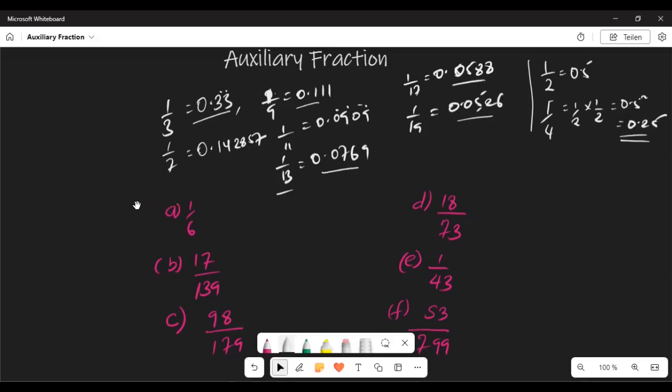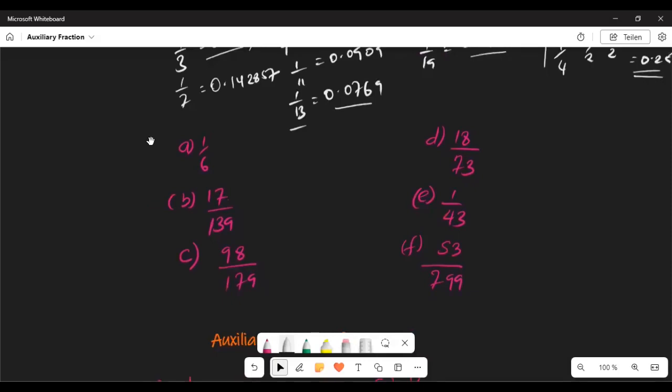So let's go to the few questions we have here and see how we can calculate. I will take another pen for that. So here, A, we have 1 over 6. 1 over 6 is similar to saying 1 over 2 multiplied by 1 over 3. We know that 1 over 2 is equal to 0.5, multiplied by 1 over 3, which is 0.333. If you multiply the two, it will give you 0.166. So normally you leave it at 0.167.